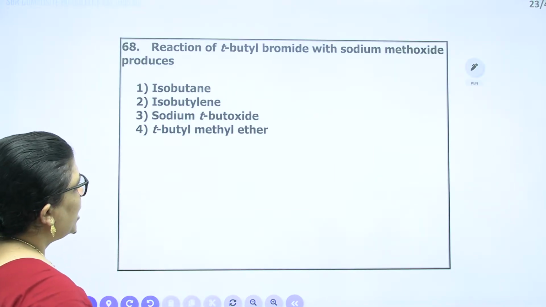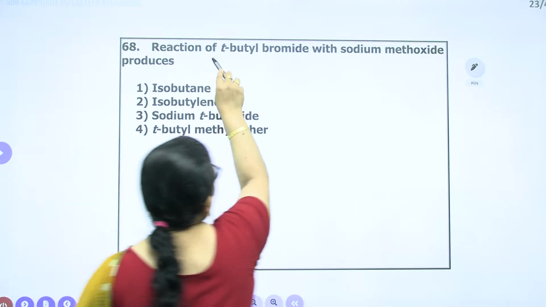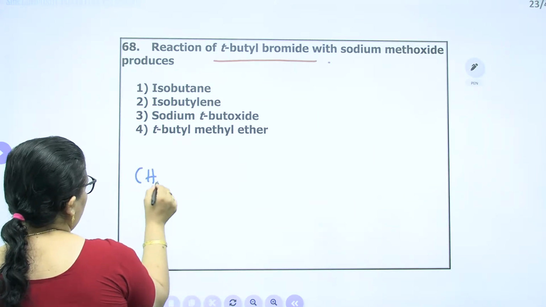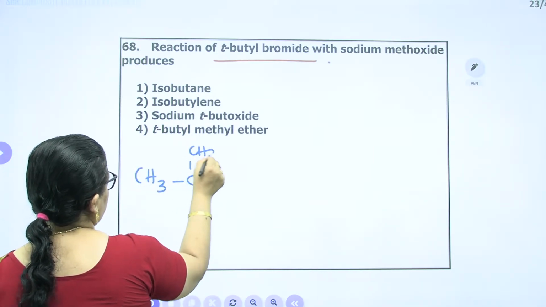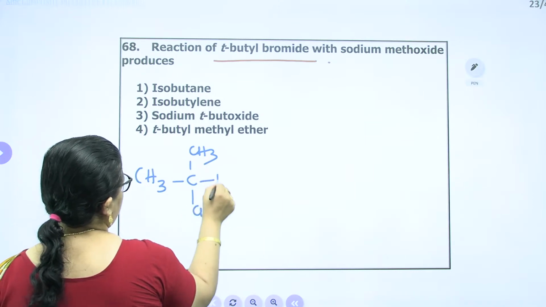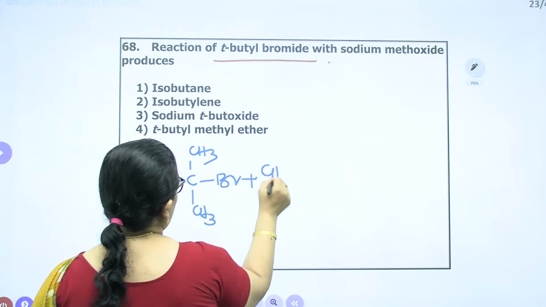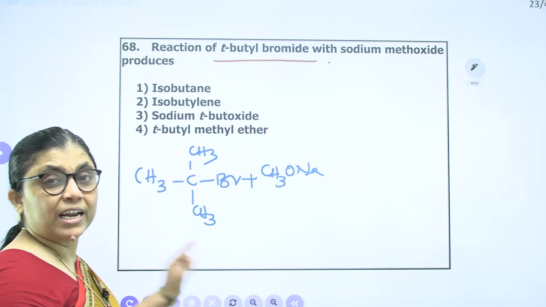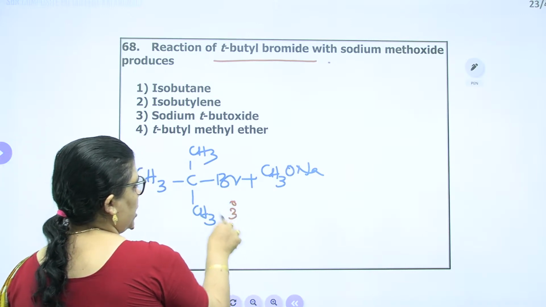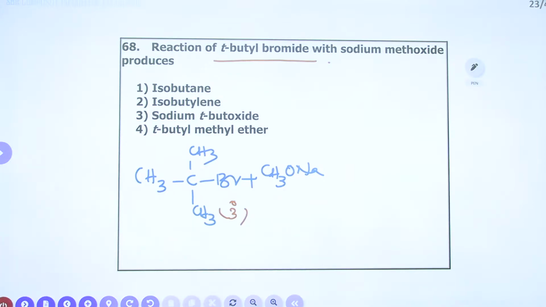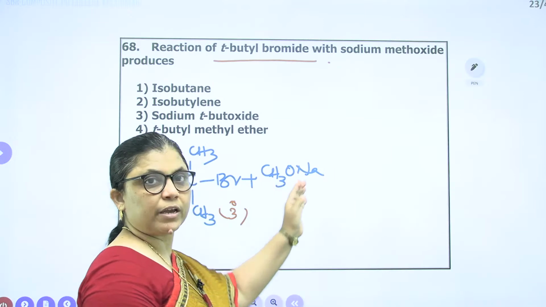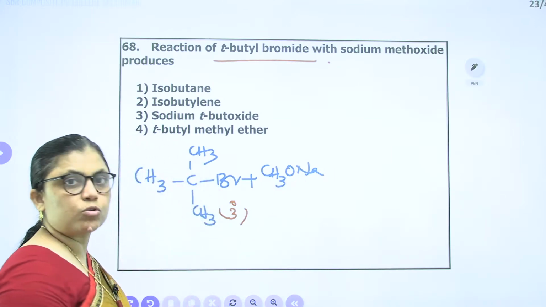Question number 68. Reaction of tertiary butyl bromide with sodium methoxide. The alkyl halide is tertiary in nature. Whereas the alkoxide, what is it, children? Alkoxide is related with water. It is a sodium alkoxide. It may be primary, secondary, or tertiary. This is tertiary butyl bromide.